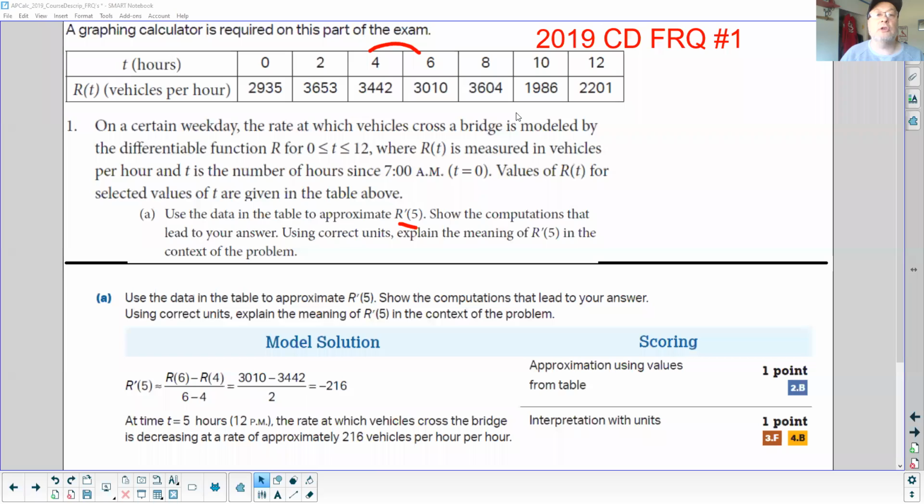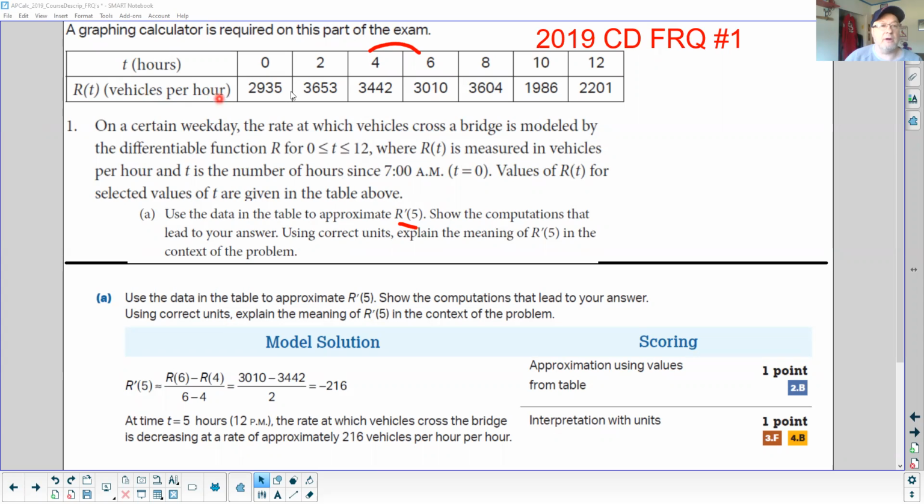This is FRQ number 1. So let's start by taking a look at this one here. On a certain weekday, the rate at which vehicles cross a bridge is modeled by the differentiable function R. R of t is measured in vehicles per hour, and t is the number of hours since 7. R of t is given in the table above here.